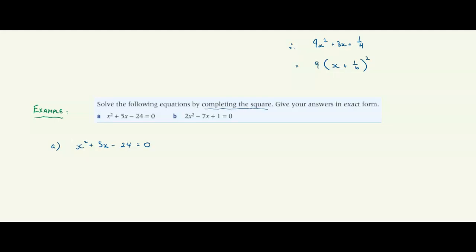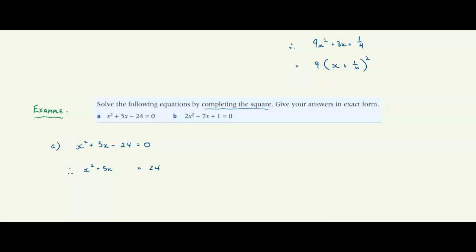Now, if we weren't told to do so, we would just factorize this. I can see I've got 8 and -3 as two numbers that multiply to negative 24 and add to 5, but I don't have that option. I have to complete the square. So I need x squared plus 5x. Now I don't want the 24 there actually. I'm going to take the 24 across.